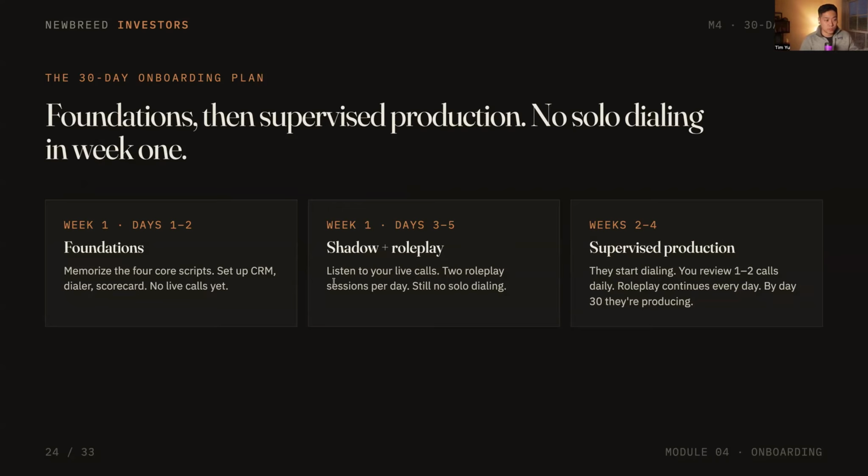Okay? Day 3 to 5, shadow and role play. Listen to live seller calls. Two role play sessions per day. No one's dialing, right? Weeks 2 to 4, you're supervising them. They start dialing, you review 1 to 2 calls a day, and you role play every single day, right? By day 30, they should be crushing, or at least knowing what to do.